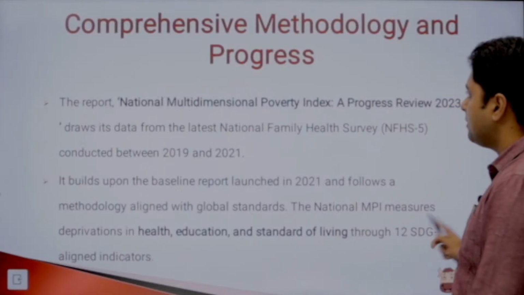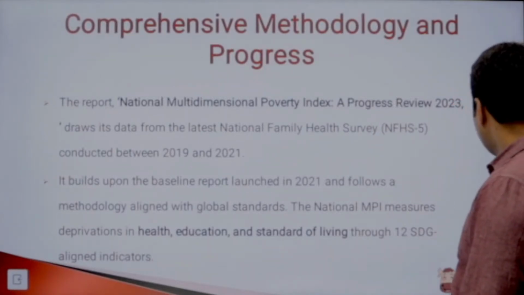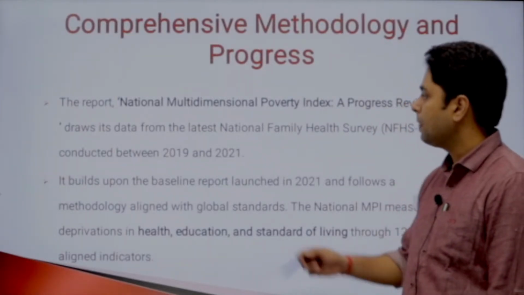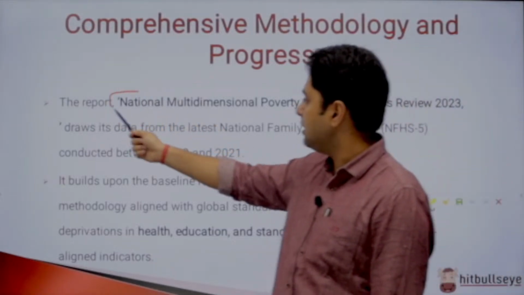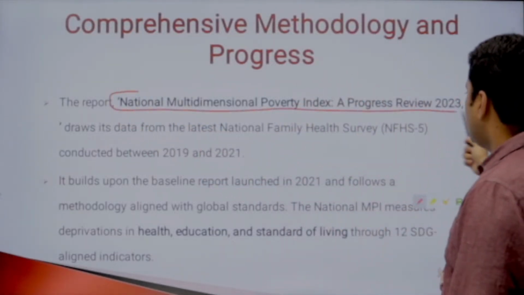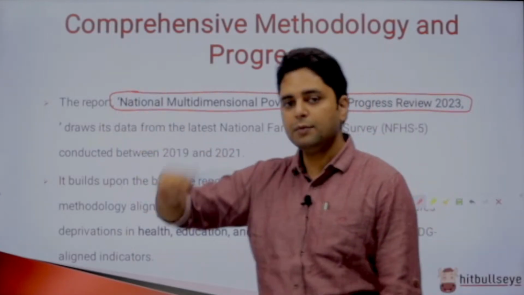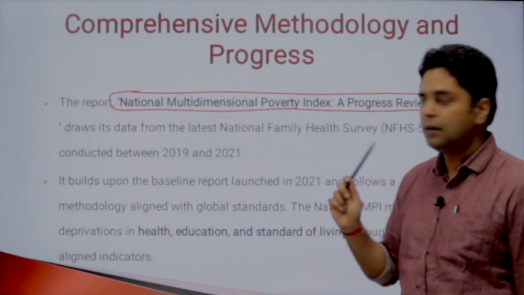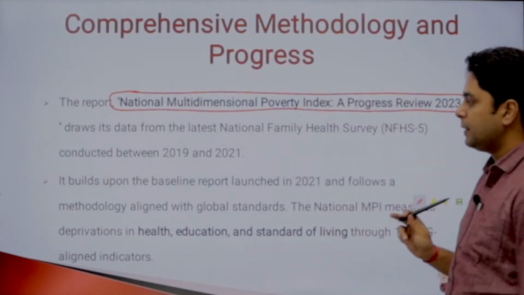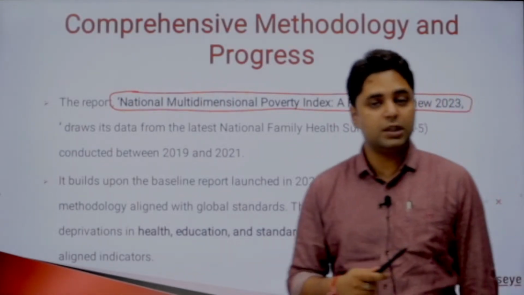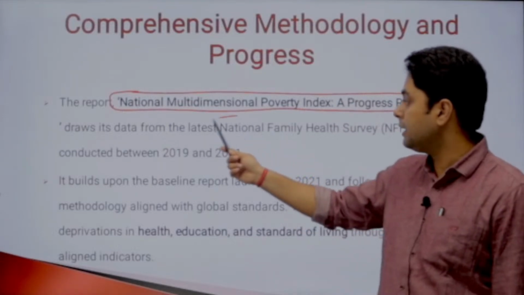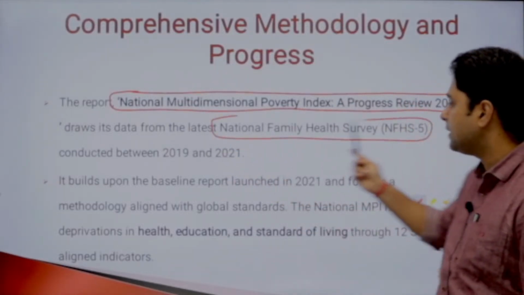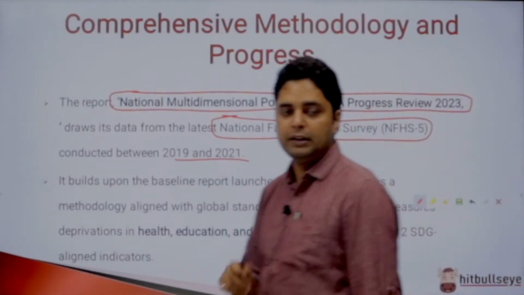10% reduction in poverty. Comprehensive methodology use की गई है इसके लिए भी. इस पूरी रिपोर्ट का नाम है नेशनल मल्टी डायमेंशनल पॉवर्टी इंडेक्स, अ प्रोग्रेस रिव्यू. So that was the global MDPI. This is the national MDPI, a progress review 2023. और इसके लिए जो डेटा यूज किया गया है वो बहुत ऑथेंटिक डेटा है, that is National Family Health Survey राउंड 5th जो कंडक्ट किया गया था.